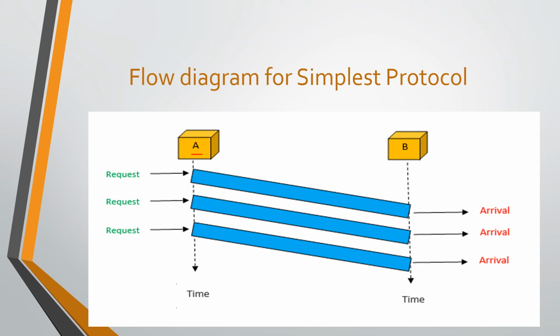Three events occur at the sender side, and three events occur at the receiver side. Note that data frames are shown by boxes. The height of a box defines the transmission time difference between the first bit and the last bit of that frame. So this is the flow diagram for the simplest protocol.